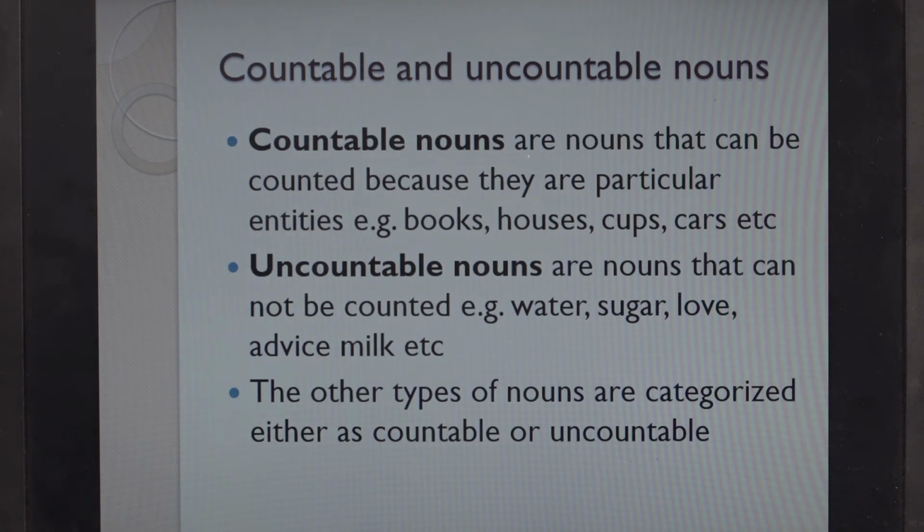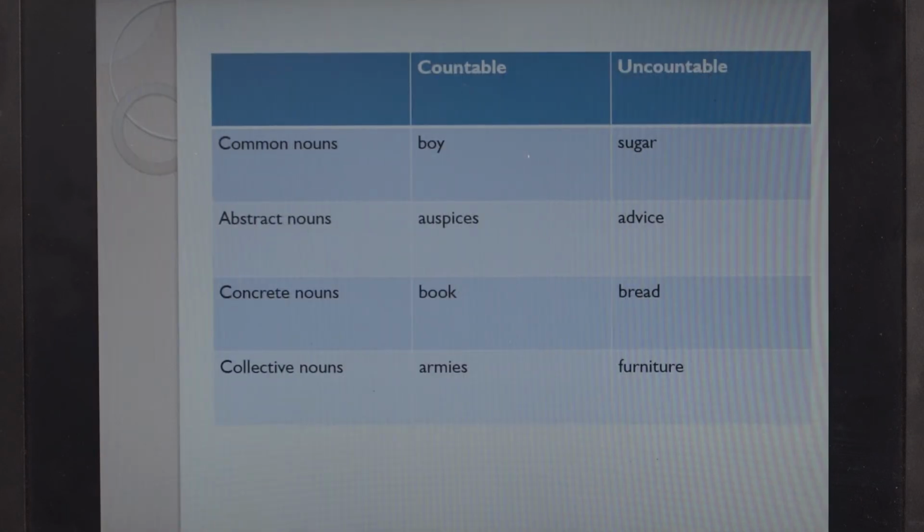The other types of nouns that we have talked about, such as the collective nouns, the common nouns, the proper nouns, they are all categorized as countable or uncountable nouns, as we shall see. So here we have a column for countable nouns and then uncountable nouns. And then examples of common nouns that are countable, we have boy. Common nouns that are uncountable, we have sugar.